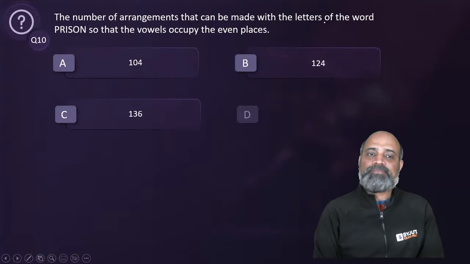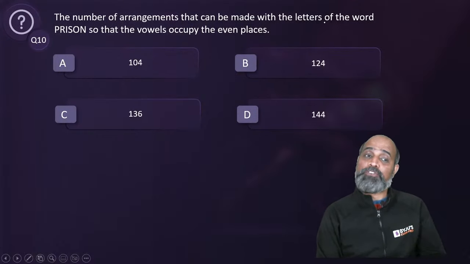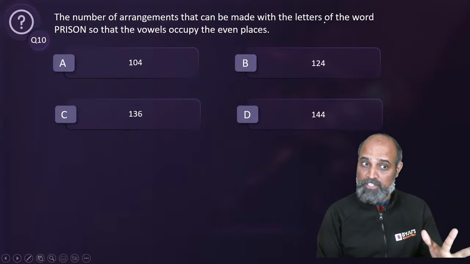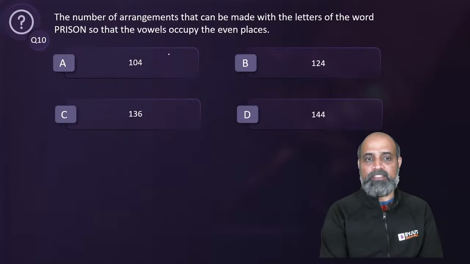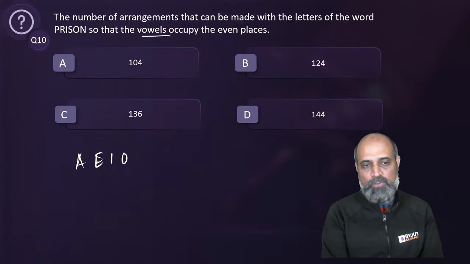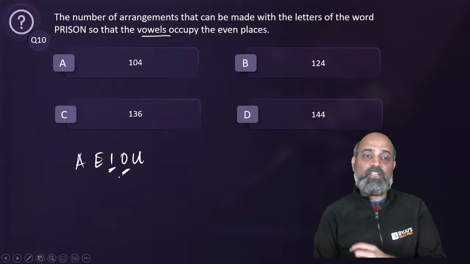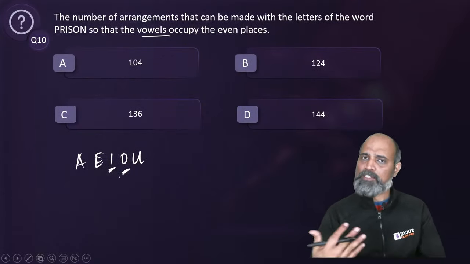Okay, next one. The number of arrangements that can be made with the letters of the word prison, there is no repetition, thankfully, such that the vowels occupy the even places. I hope everybody is aware of what vowels are. Those are A, E, I, O, U, and the vowels over here are I and O. That's all I see. So I and O, they are supposed to occupy the even places. So how many arrangements are possible?